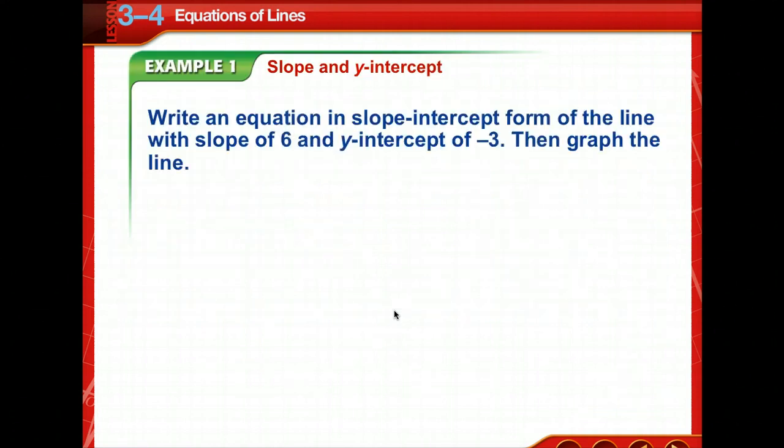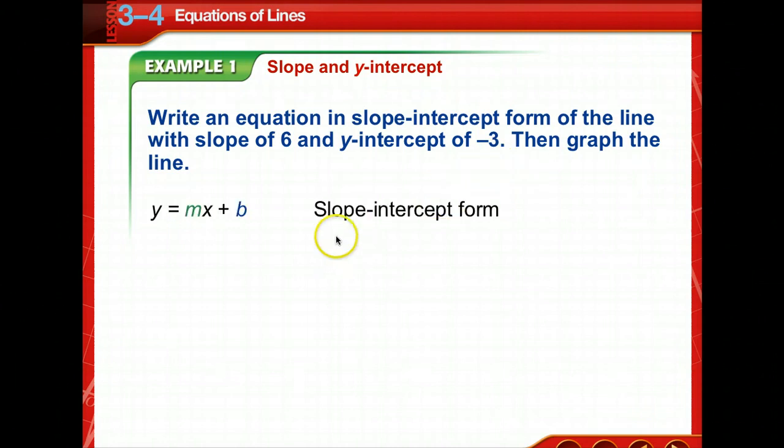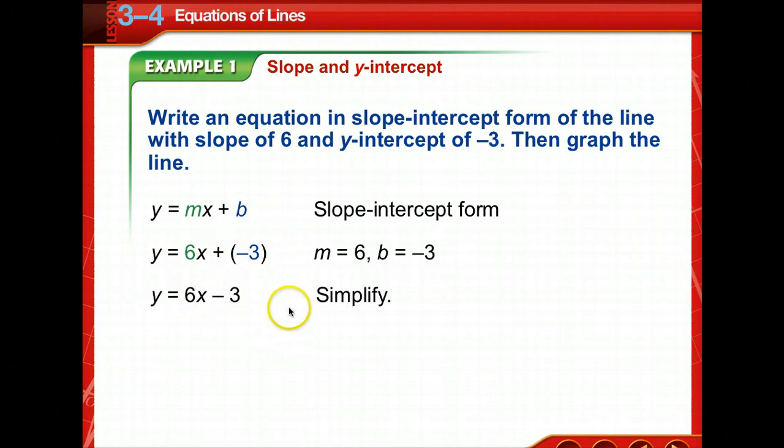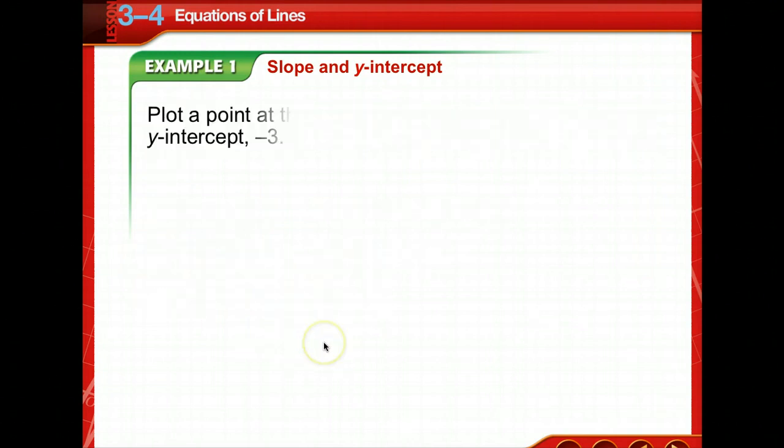We're to write an equation in slope-intercept form of the line with slope of 6 and y-intercept of -3. Then we're to graph the line. So we're given the slope and the y-intercept, so we know that we can use the slope-intercept form. The slope is 6, so in place of m we put 6, and the y-intercept is a -3. So it's going to be plus a -3, or you can say -3 when we simplify it.